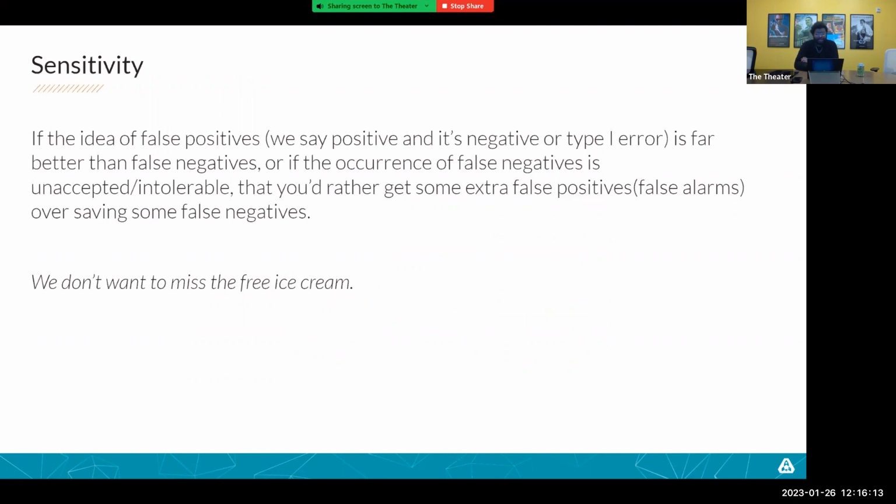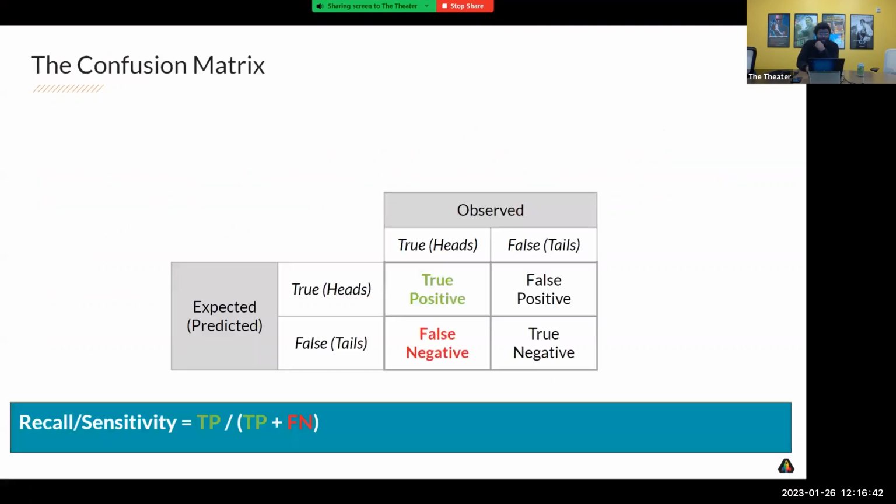If the idea of false positives is better than a false negative, then we can go with that, right? So for this, we don't want to miss the free ice cream. So we're okay with saying that the ice cream man's going to be there and he's not there. And that's okay, because the worst thing is that we lose 5 extra minutes, but we make sure that if there was ice cream to be had, then we had the ice cream, and we want to make sure that we get all the ice cream that's on the table, proverbially.